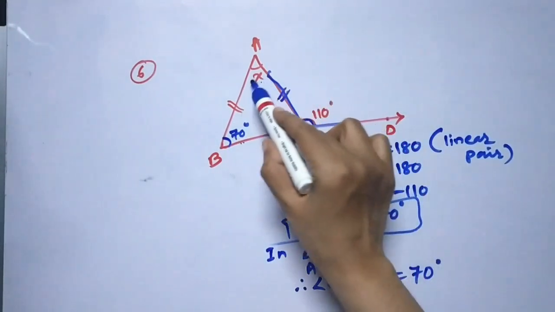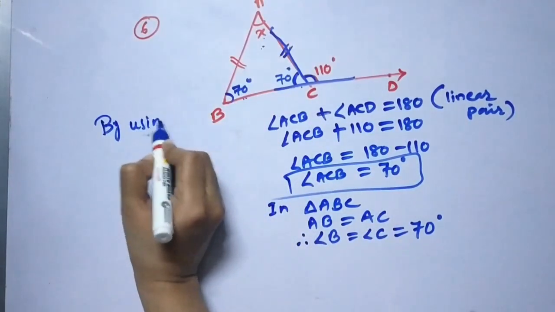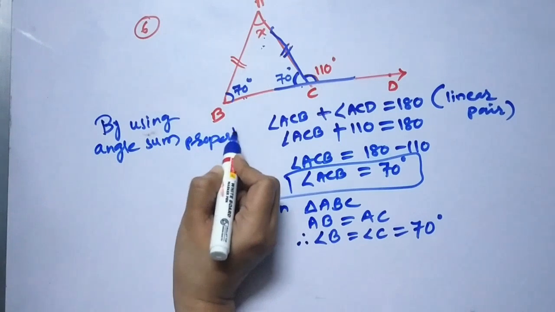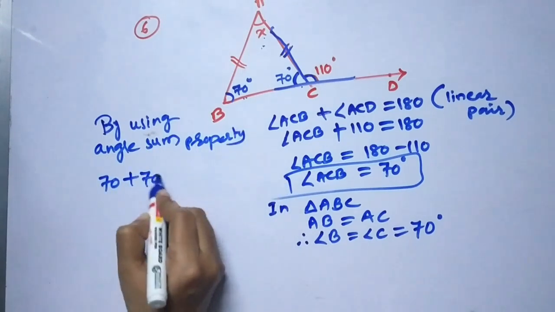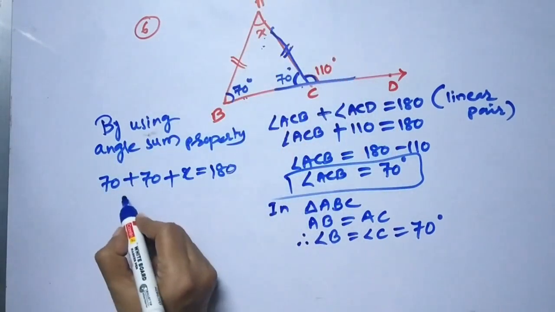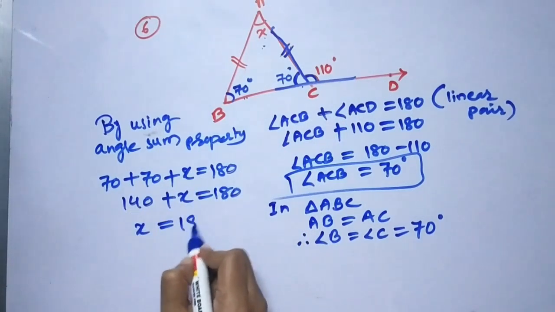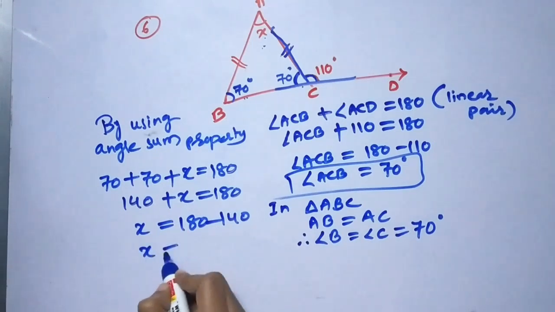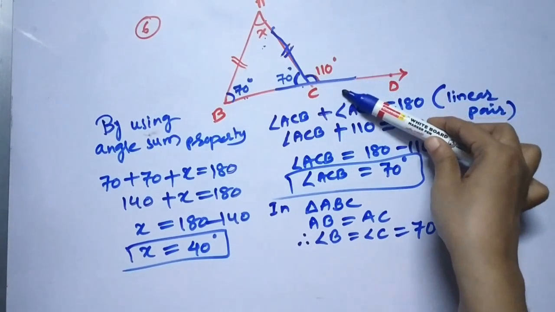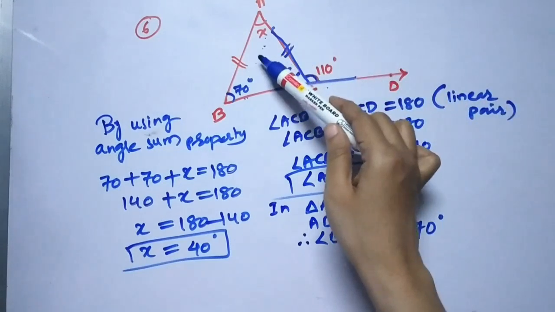Now the case remains just to find out the X. So in this triangle, by using angle sum property, you can easily find out the third angle. 70 plus 70, 140, plus X is equal to 180 degree in triangle ABC. So X is equal to what? 180 minus 140. So X is what? 40 degree. So here we have used the concept of exterior angle property. No, we did not use that one. We have used linear pair and the isosceles concept and the angle sum property.